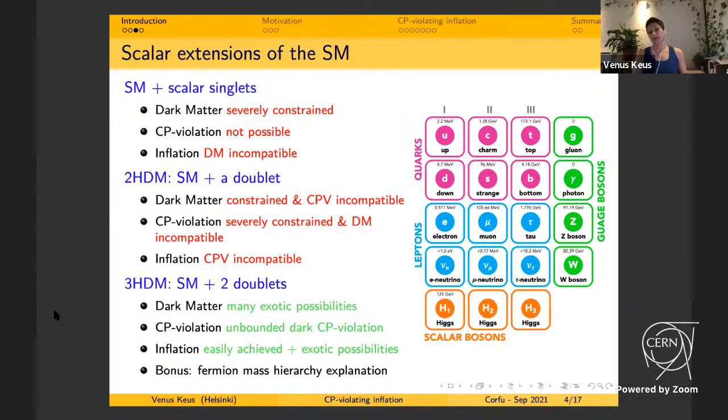The next, let's say, step would be to add a scalar doublet on top of the standard model scalar sector. But in a doublet extension, you can't introduce CP violation and dark matter simultaneously. To impose a symmetry on the model that would stabilize your dark matter candidate, you rule out the possibility of introducing CP violation. And vice versa, if you introduce CP violation, then you won't have a dark matter candidate.